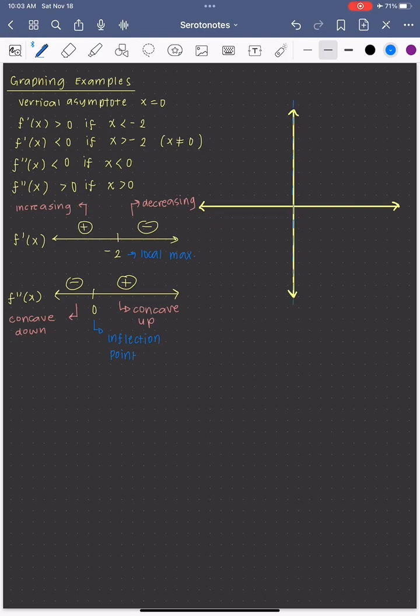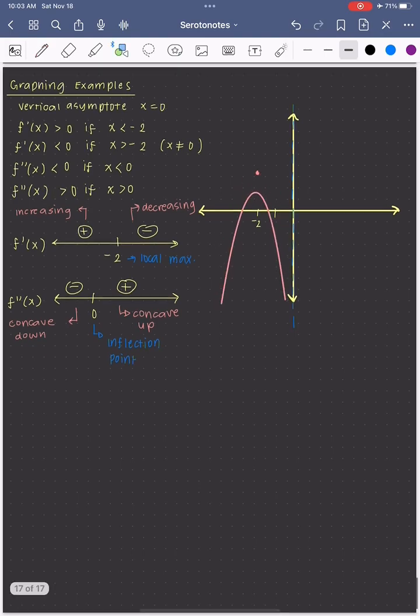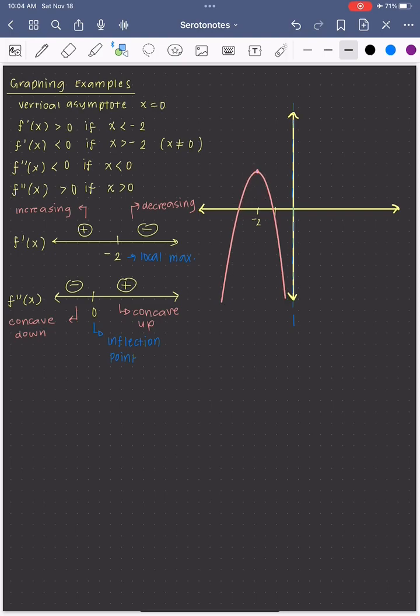We can now start plotting the graph, starting with our vertical asymptote at x equals 0. And we know that there is a local maximum at x equals negative 2. We also know that it is concave down, so we can graph something parabolic when x is less than 0. And the function approaches negative infinity as it approaches 0 from the left.